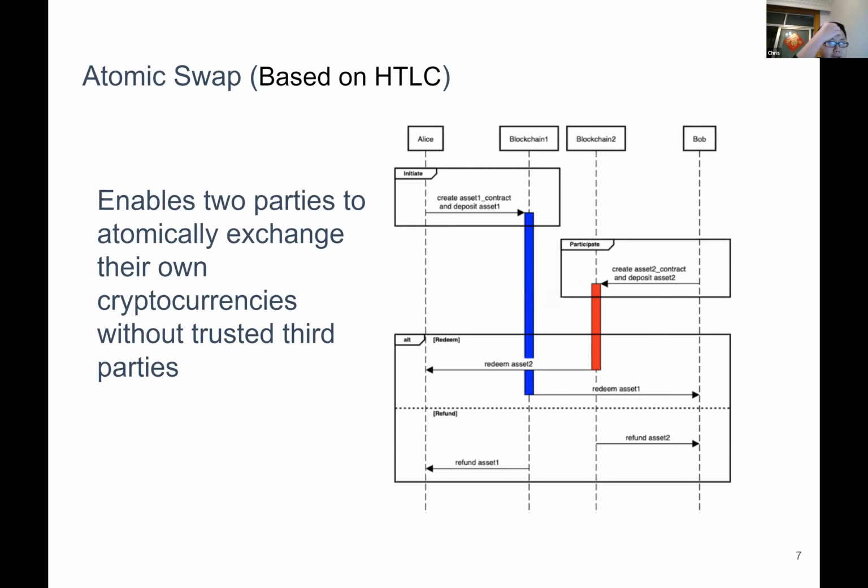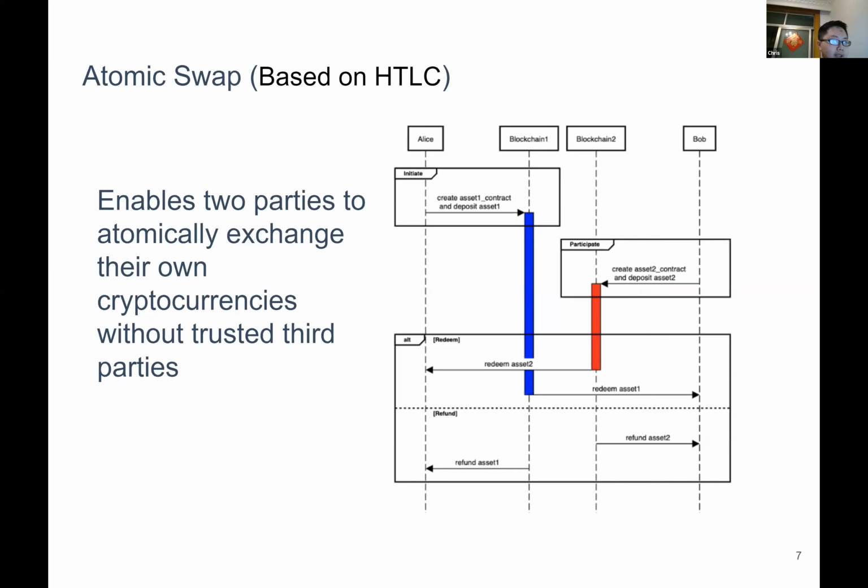As you can see from the diagram, Alex deposits asset 1 on blockchain 1 with a hash lock and a time lock. She knows the pre-image of the hash lock, but she cannot refund before the time lock expires. Once Bob sees this transaction, he also deposits asset 2 on blockchain 2 with the same hash lock and a time lock. Again, he cannot refund asset 2 before the time lock expires either.